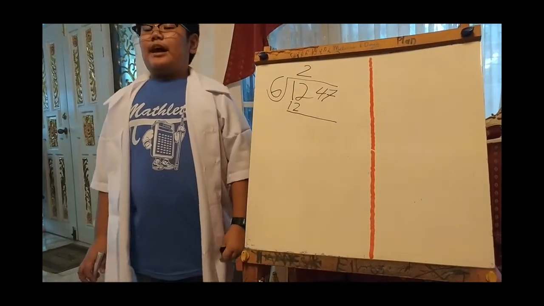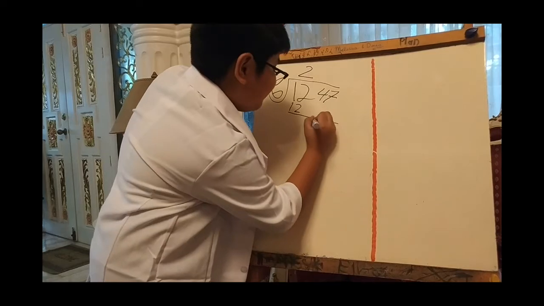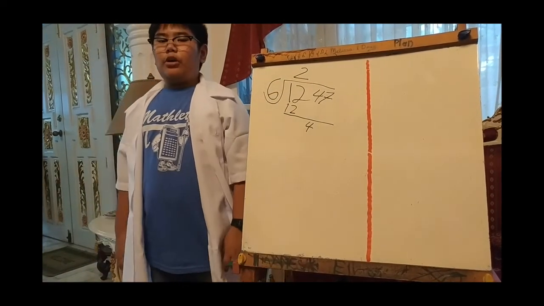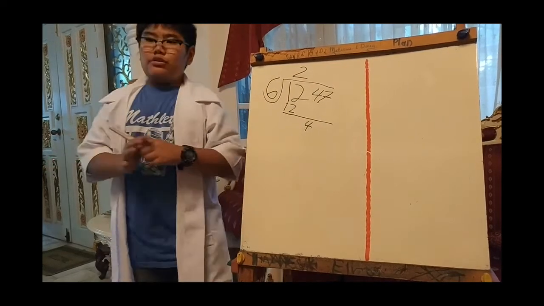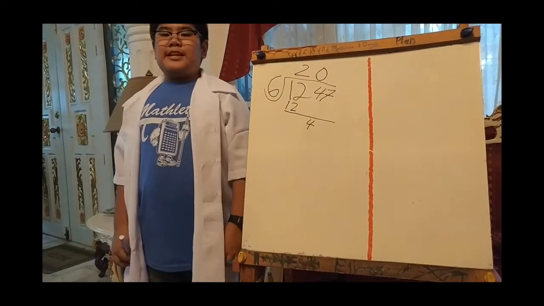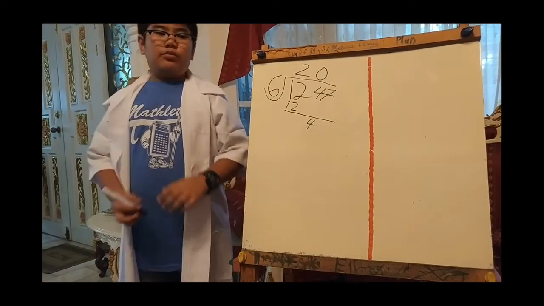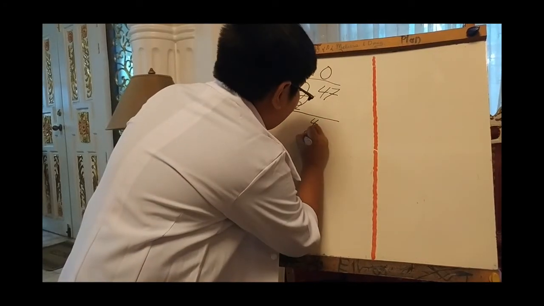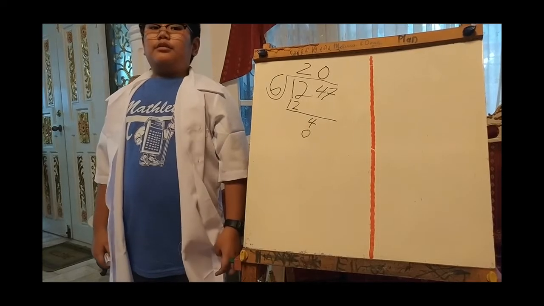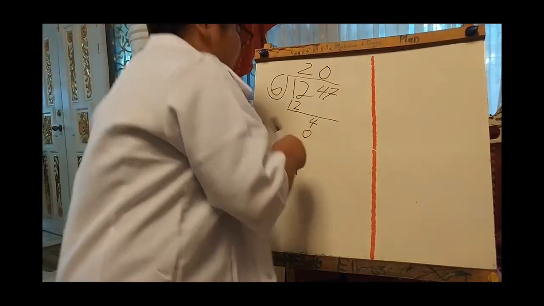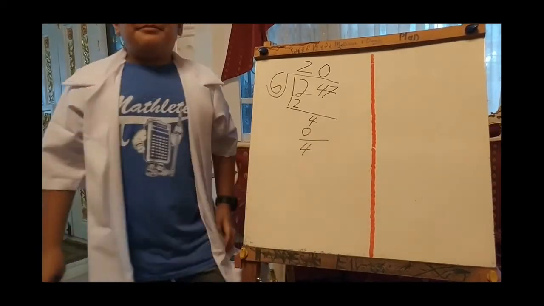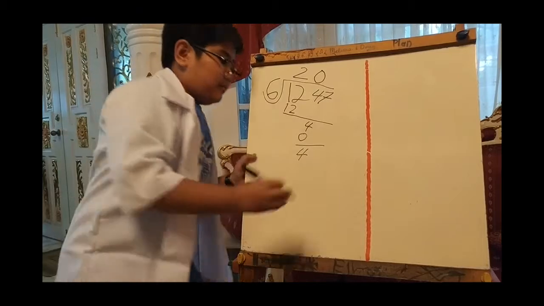So, I bring down 4. How many 6's are there in 4? None. So, I put 0. 0 times 6 is 0. So, I put 0 under 4. 4 minus 0 is 4. Then I bring down 7.